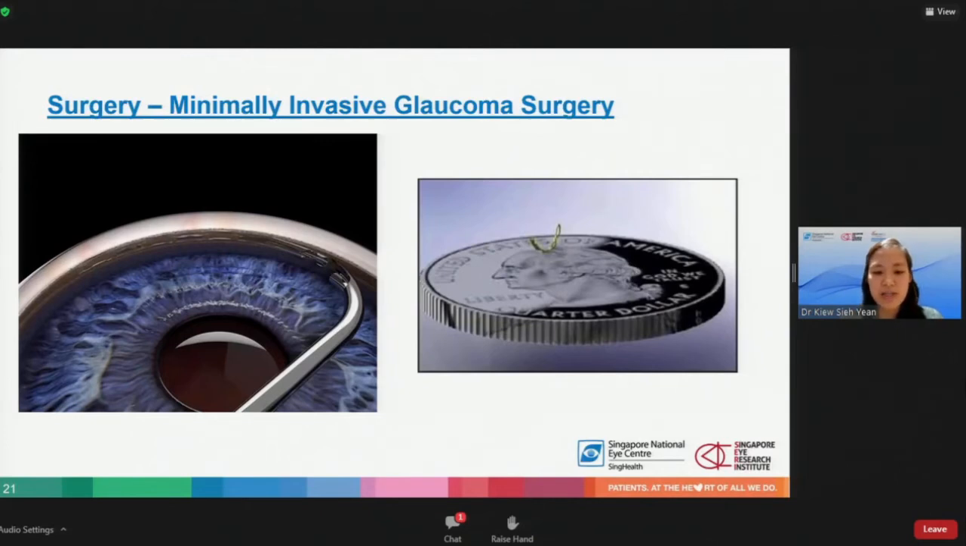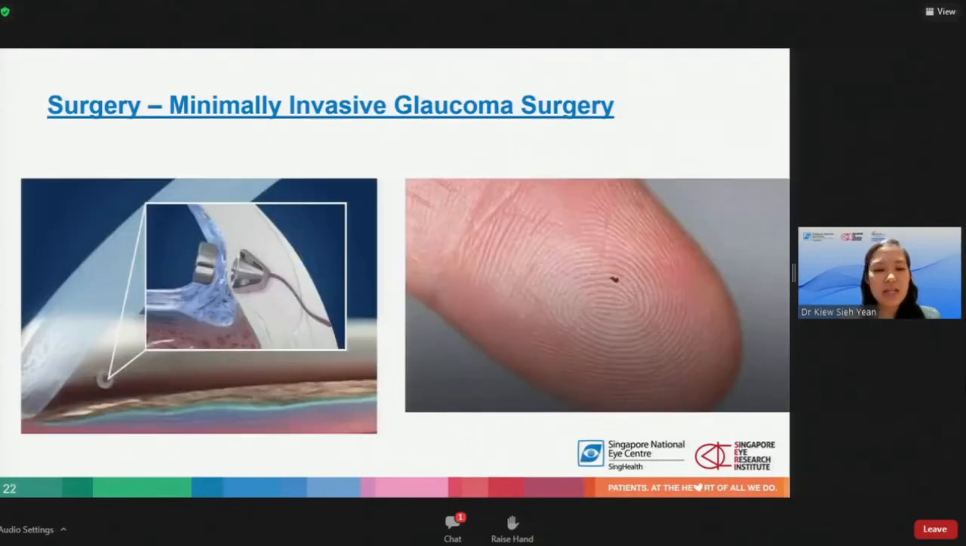This is one such device. On the right is a picture of the actual implant on a coin to show the true size of the implant. Here is another different implant that might be used. As you can see, the implant size is tiny. It is placed within the drainage angle of the eye to improve fluid flow through the existing natural drainage pathways.